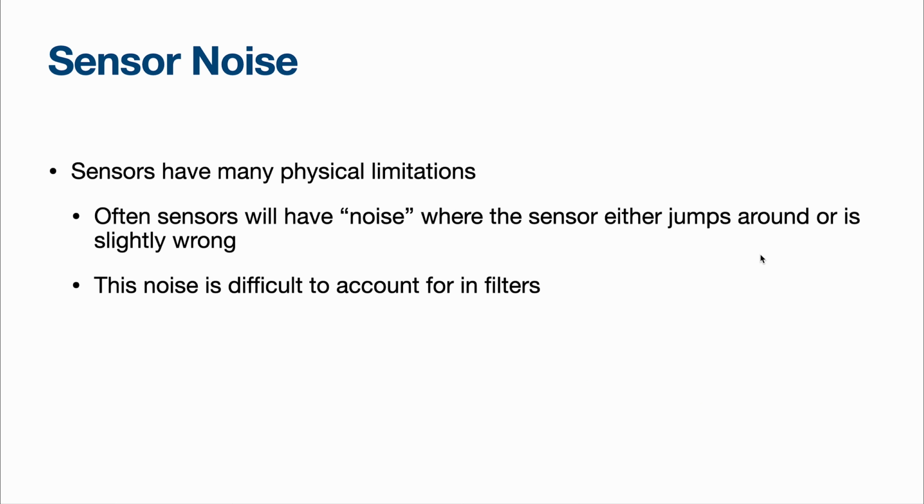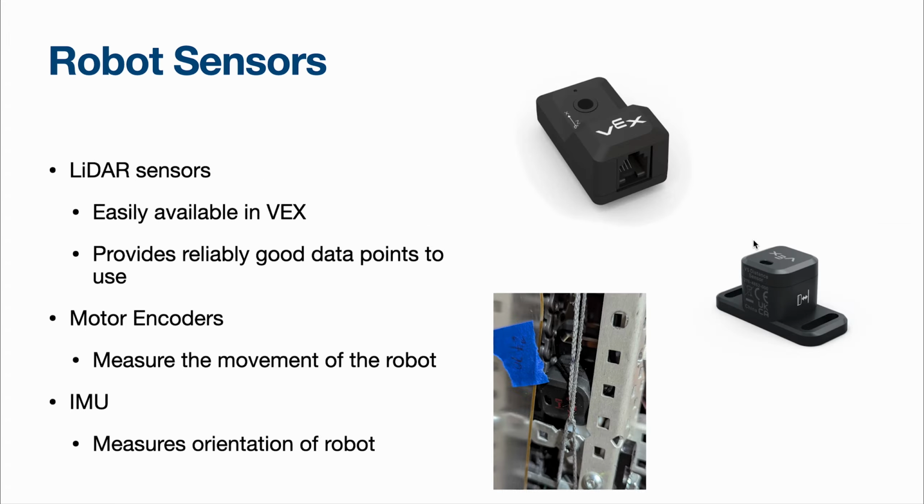Okay, so sensor noise. Sensors have many physical limitations. Often sensors have a lot of noise where the sensor jumps around, and I'm sure you guys have encountered this. And it's pretty difficult to account for in filters because you never know what to trust. You have to kind of trust everything, not so much. And that's pretty difficult to incorporate into the filters. But that's the whole point of this presentation. So let's get into it.